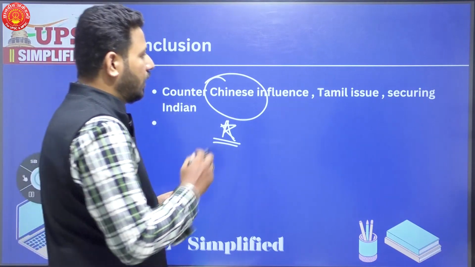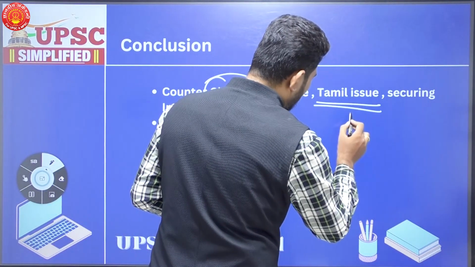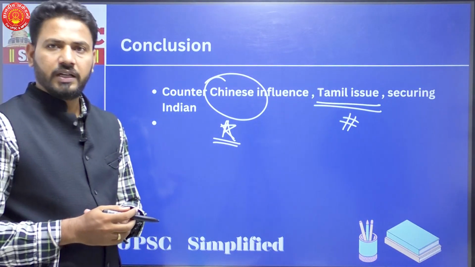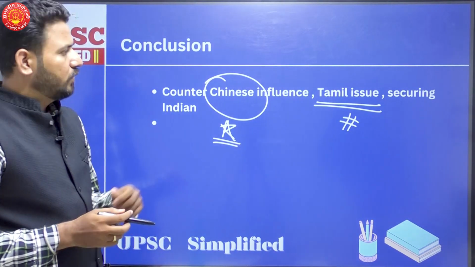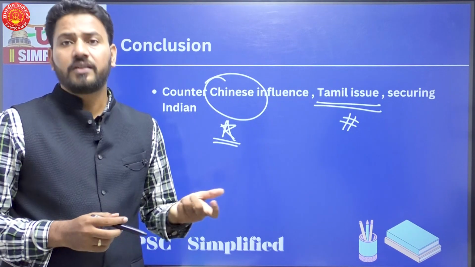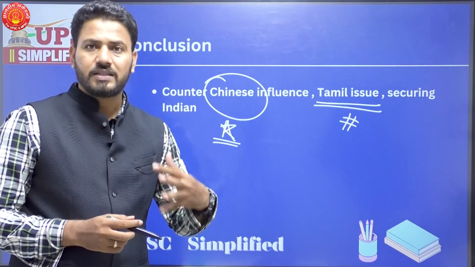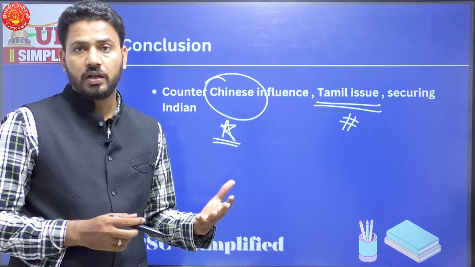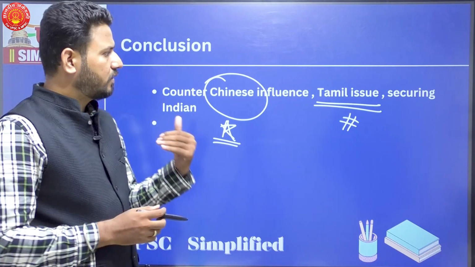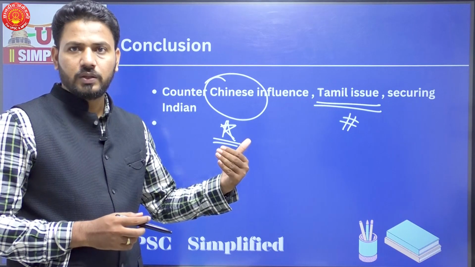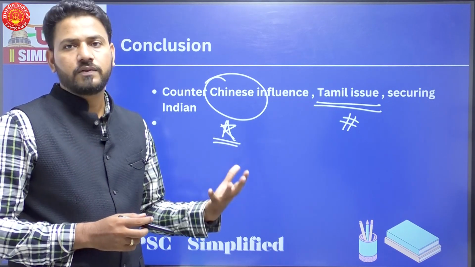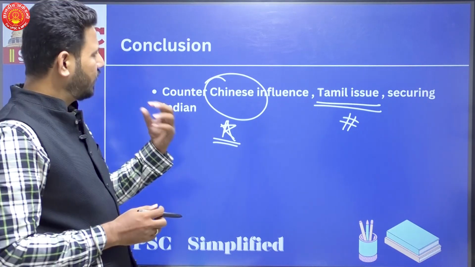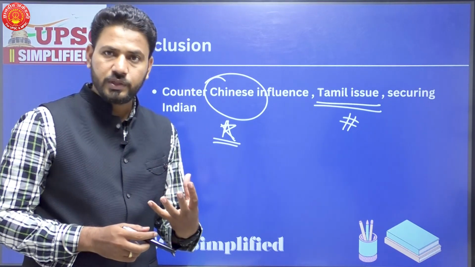Also the Tamil issue, we still have some irritants when it comes to the Tamil issue between India and Sri Lanka. Then we also are trying to secure the Indian interests. We have a lot of other strategic issues that we have with Sri Lanka. So we are trying to overcome these or counter the influence of China or Chinese presence in Sri Lanka. So this is how you can end your answer. This is the conclusion you can write.